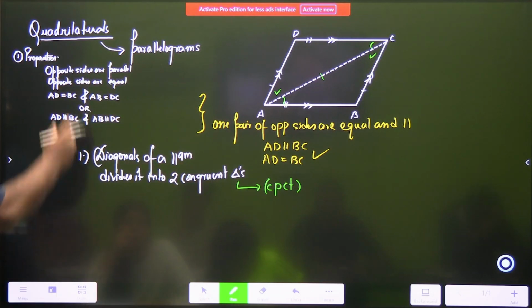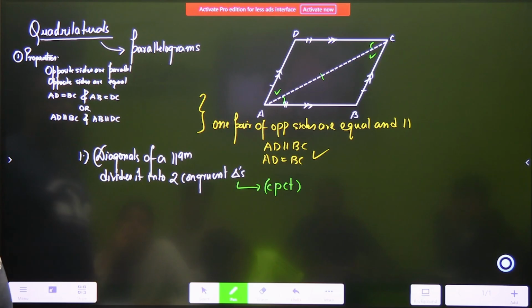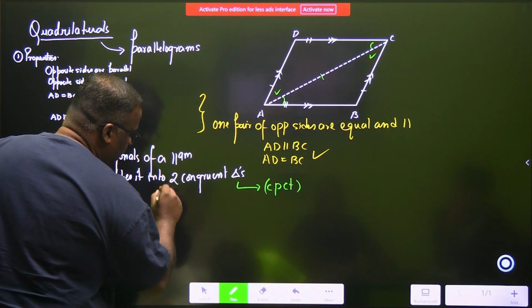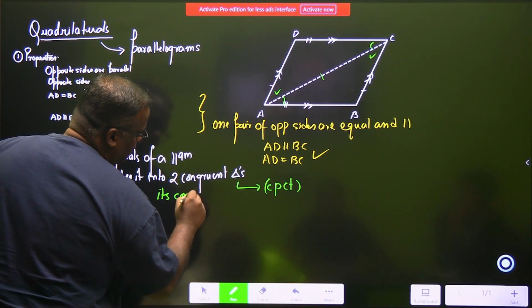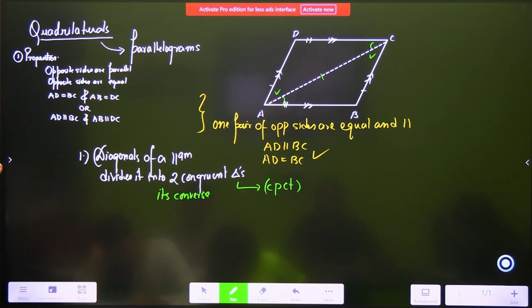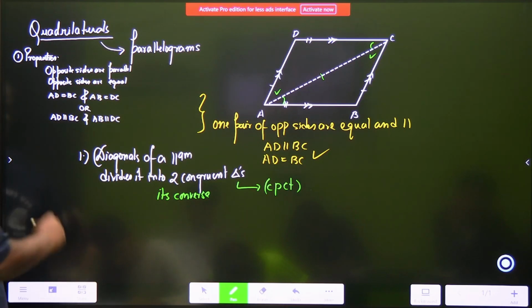That grade 8 से one pair you can go ahead, and the new thing that you got is diagonals of a parallelogram divide it into two congruent triangles. So our important one is its converse. I leave it to you to write the converse. Can you write the converse? If in a quadrilateral the diagonal divides it into two congruent triangles, then the given quadrilateral is a parallelogram.